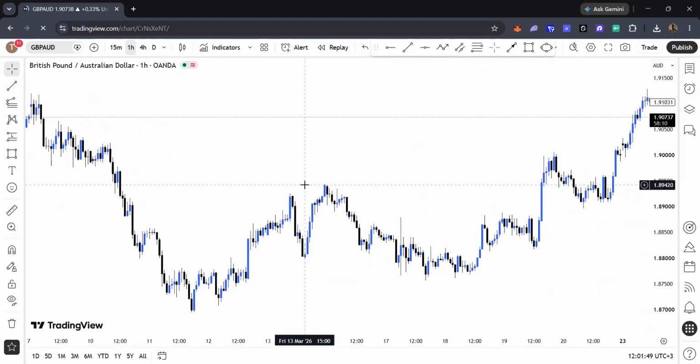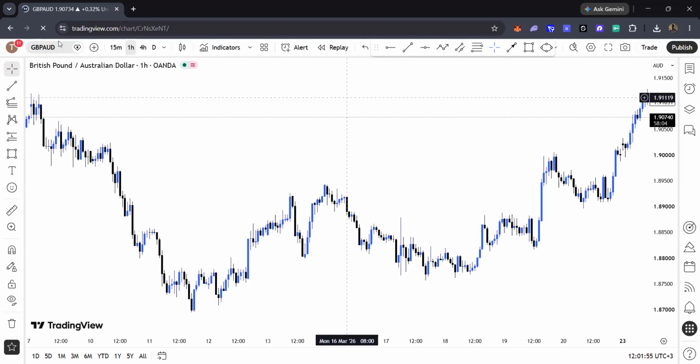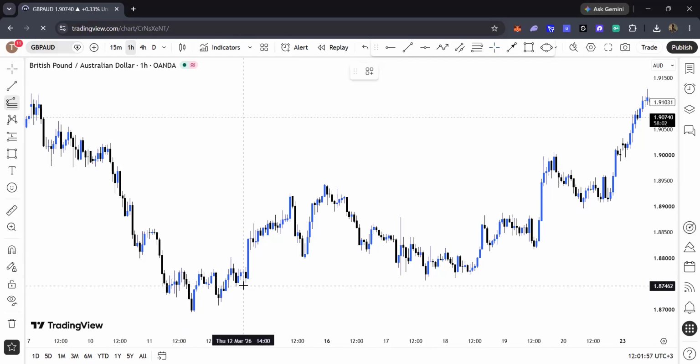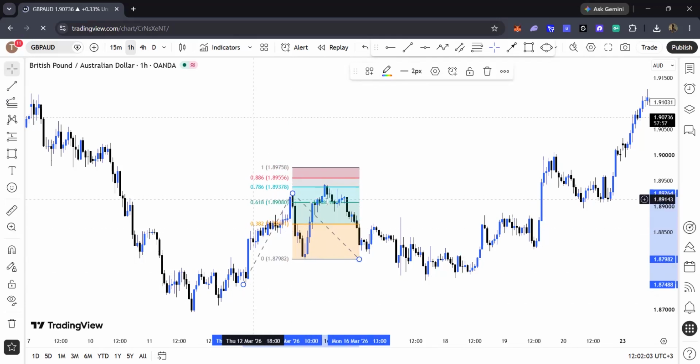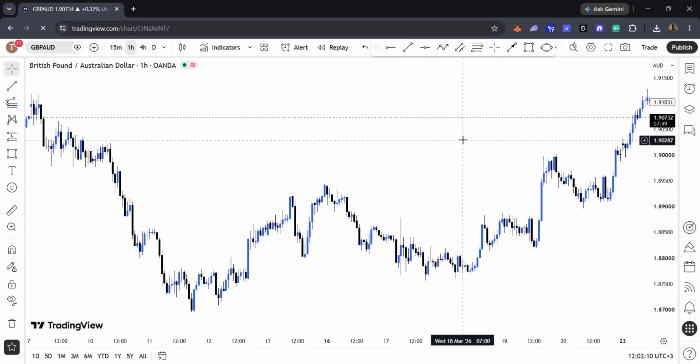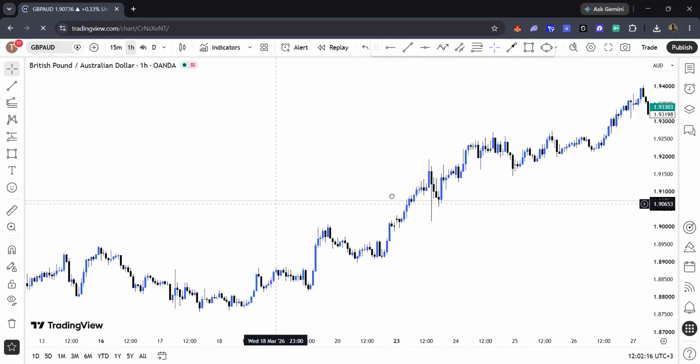Even though your entry was here, you drag your tool from this swing. Okay, let's just do it. If you drag it from this swing to this swing, and then your entry was here, you can see that my 0.6 would have been hit already, and I'm out. For someone who is aiming for a lot, it depends on your strategy. If you're a 1 to 3 or 1 to 2 trader, at least you can have a perspective for your trades.